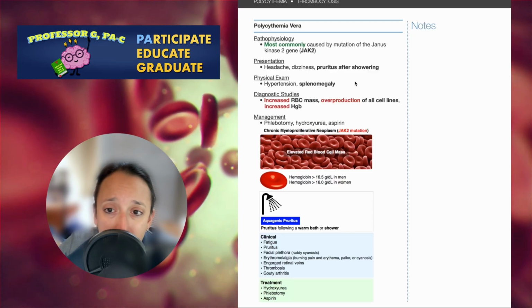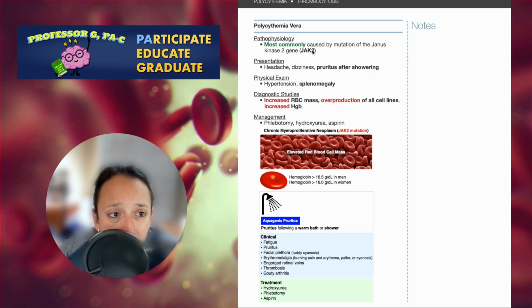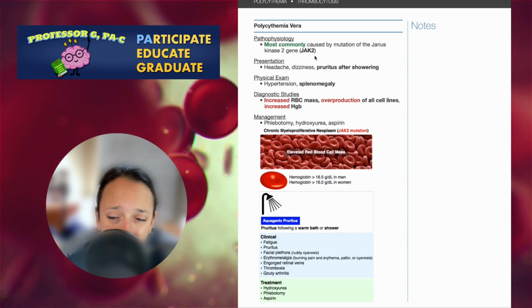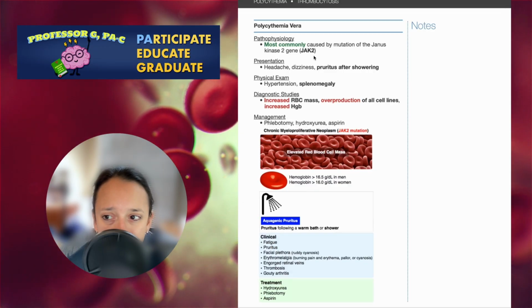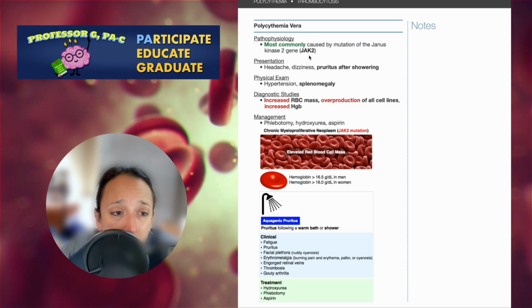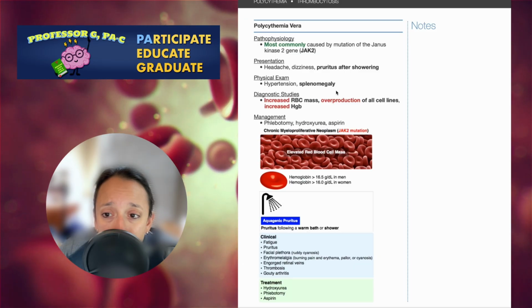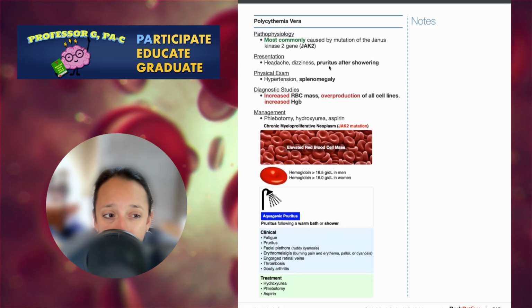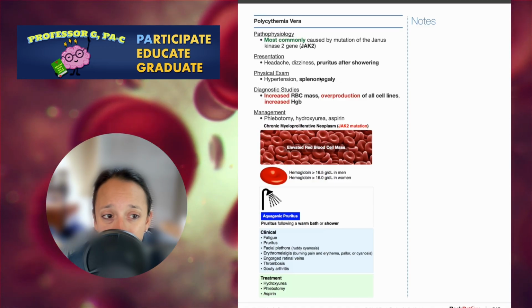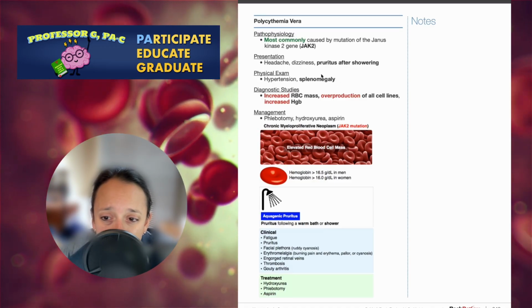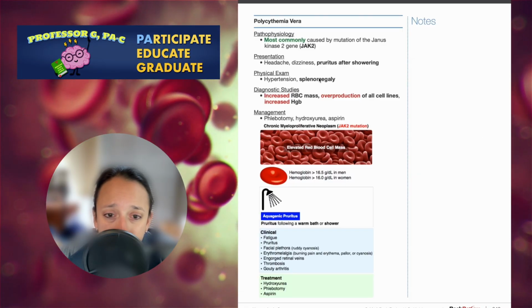uncontrolled blood cell growth. The key mutation here is the JAK2 gene, and as a result, the blood becomes really thick and viscous, which increases thromboses, strokes, and MIs. Patients often present with headache, dizziness, and pruritus, especially after a hot shower, and they can also have flushing of the face, and splenomegaly from extramedullary hematopoiesis as well.